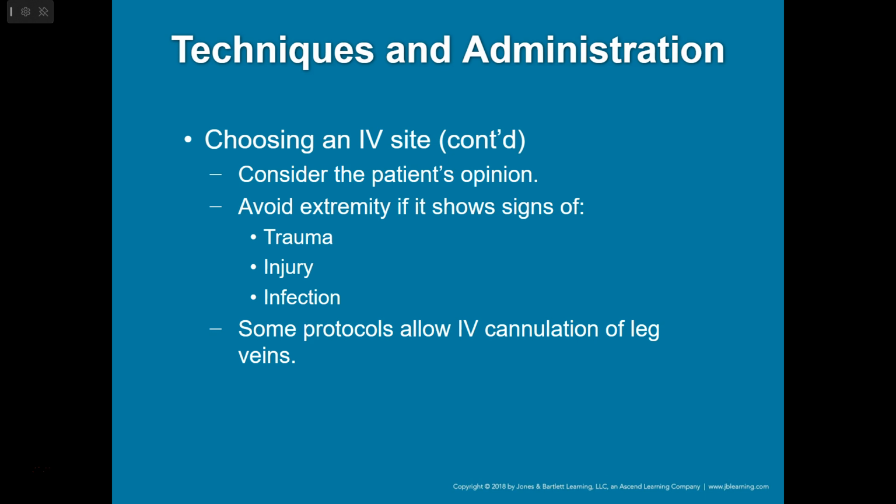So, avoid the extremity if it shows signs of trauma, injury, infection. Of course, don't start it through an open wound. And some protocols allow IV cannulation of the leg veins. Gotta get one, you gotta get one, so go for it. There is a chance if you're starting an IV in the leg that it can raise the chance of a pulmonary embolism, or a little thrombus breaking off there in the leg, just because they're more likely to have a little thrombus in those leg veins.